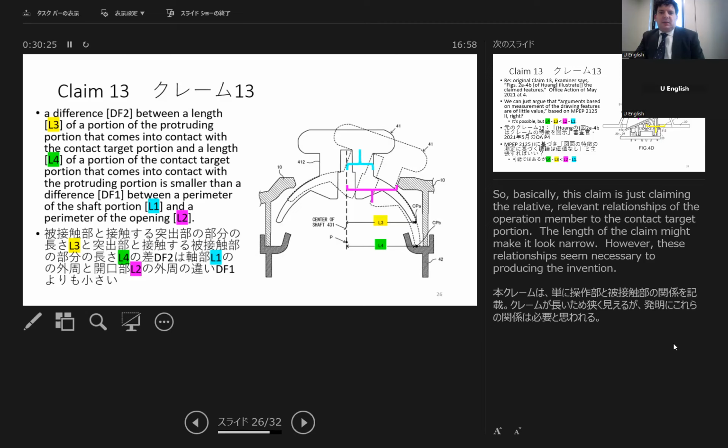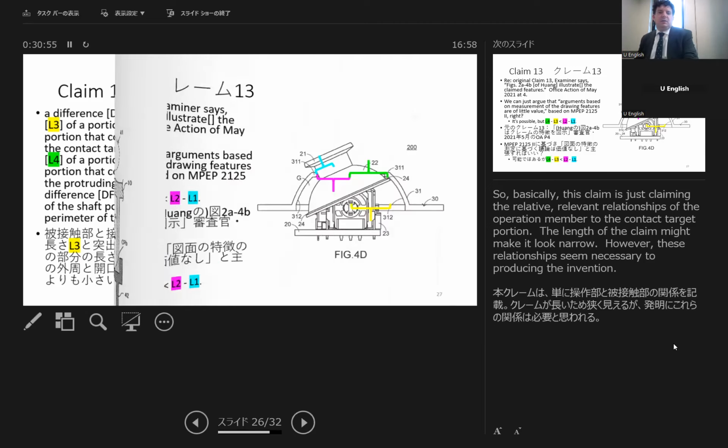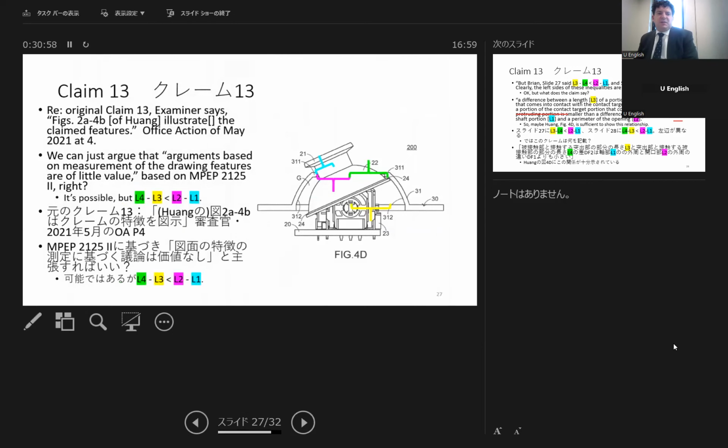I think I need to speed this up a little bit. I've got, at the end of the presentation, since we're not going to have time, a list of the other dependent claims. The one I want to focus on is claim 13. It looks complicated, but it's just claiming these relevant relationships between the operation member and the contact target portion. It looks narrow because it's so long, but they're kind of necessary to producing the invention.